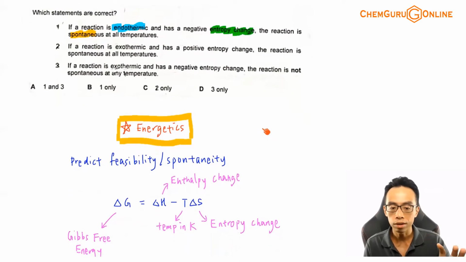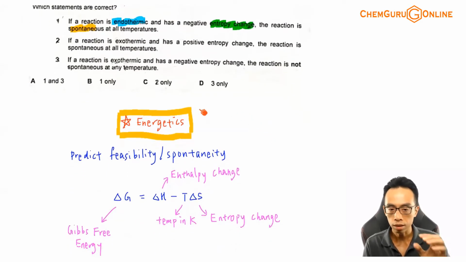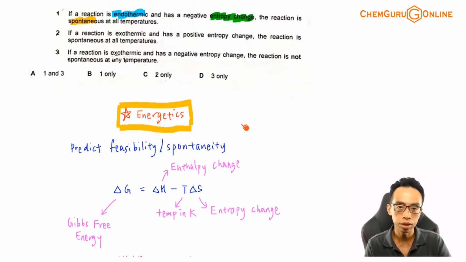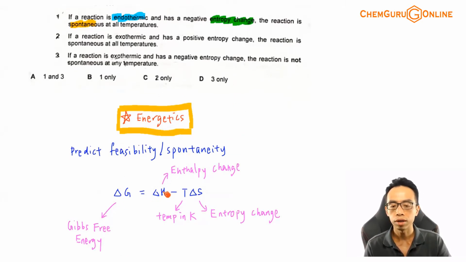So the topic tested in this exercise, again, is under energetics or thermodynamics. What we are focusing on is predicting feasibility or spontaneity. And the expression that we're using is this: delta G equals delta H minus T delta S. So delta G represents the Gibbs free energy. Delta H represents the enthalpy change. T is temperature in terms of Kelvin, so we should be familiar with that. The delta S term is the entropy change.